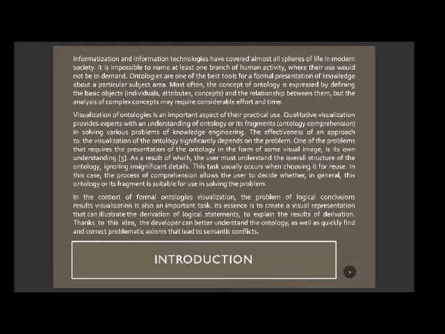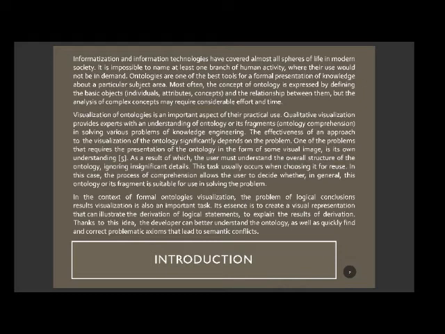Most often, the concept of ontology is expressed by defining the basic objects, individuals, attributes, concepts, and the relationship between them, but the analysis of complex concepts may require considerable effort and time. Visualization of ontologies is an important aspect of their practical use. Qualitative visualization provides experts with the understanding of ontology or its fragments, ontology comprehension, in solving various problems of knowledge engineering. The effectiveness of one approach to the visualization of the ontology significantly depends on the problem.